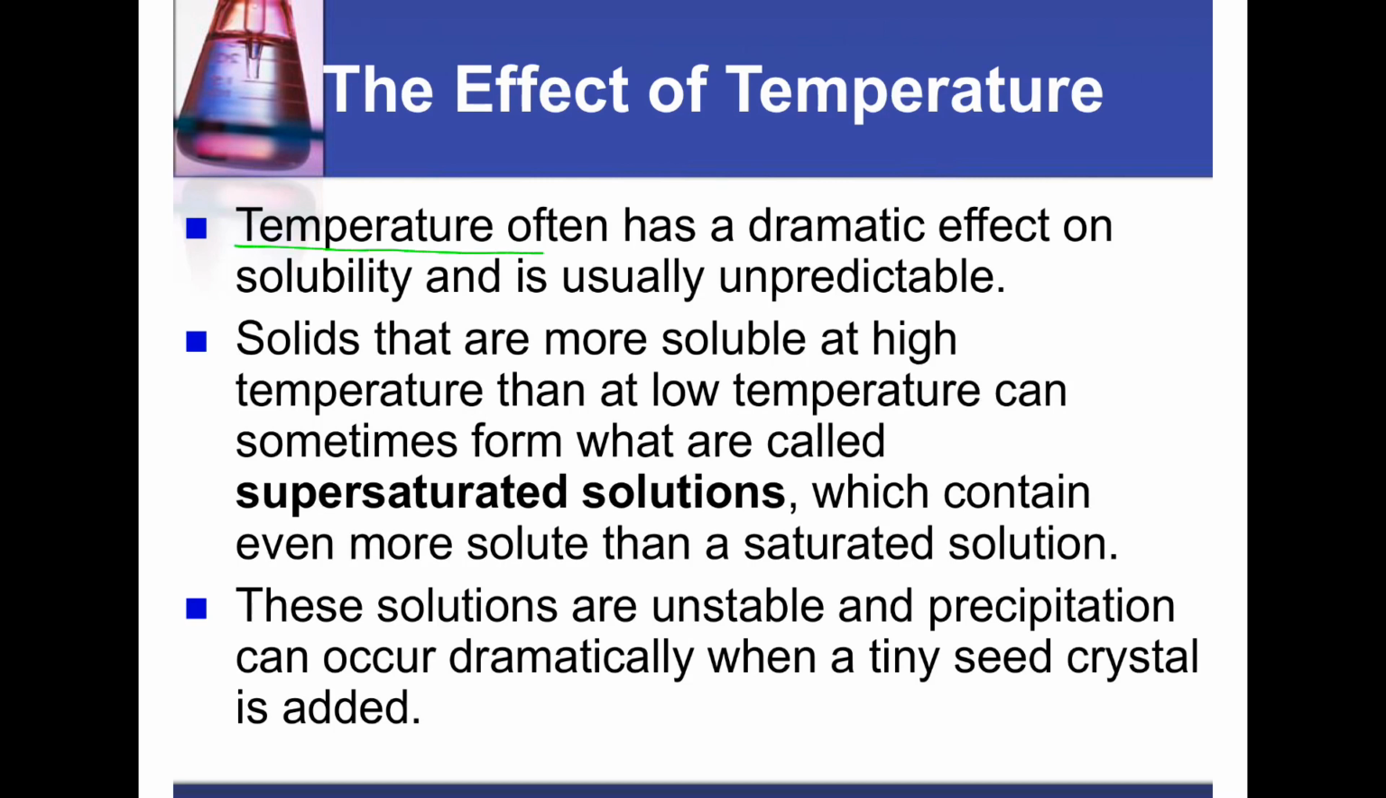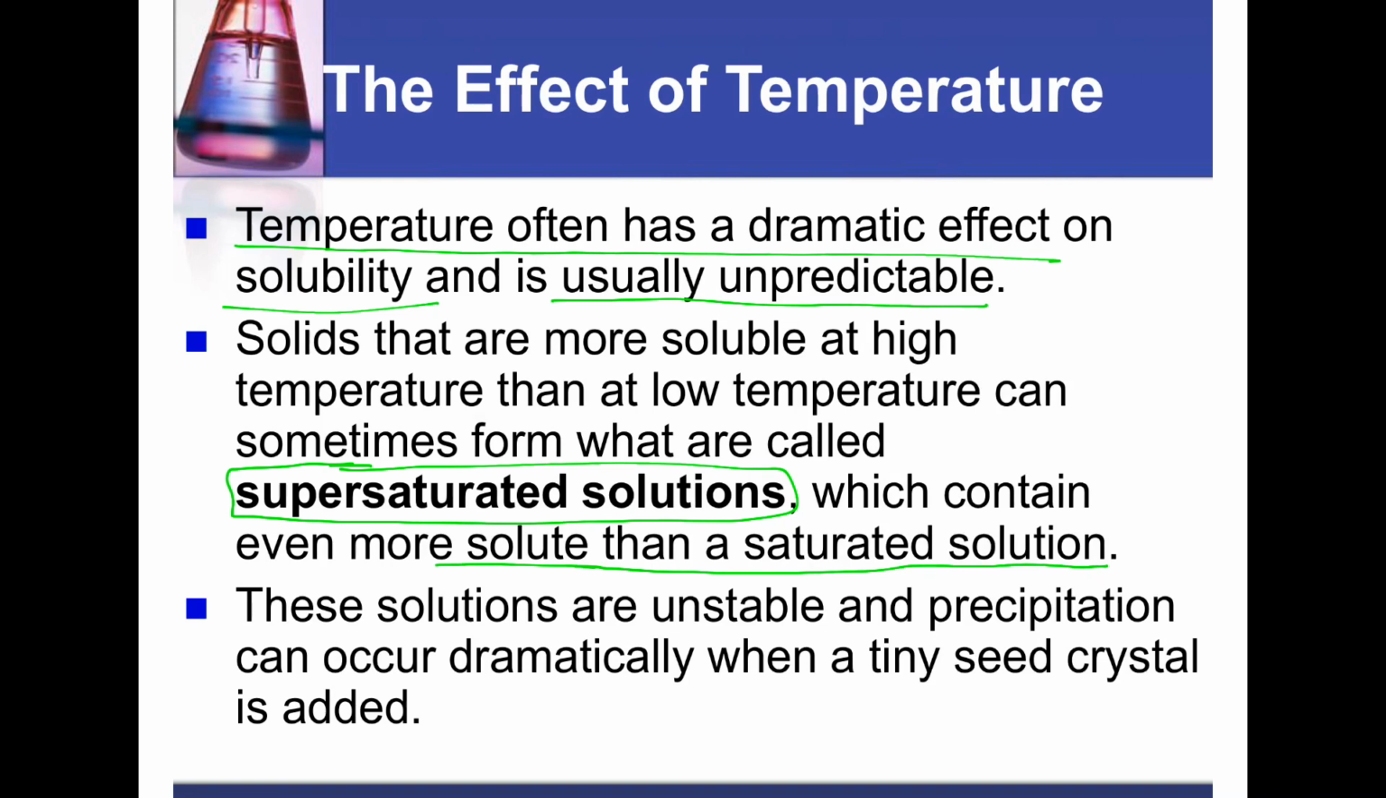So temperature has a huge effect on solubility, and it can be a little bit unpredictable. Sometimes we can use temperature to increase solubility, or if we lower the temperature, we can decrease solubility. And that's how we can create this idea of a supersaturated solution. So a supersaturated solution is a solution which contains more solute than it should, right? So it's more solute than a saturated solution. And they can be pretty unpredictable.